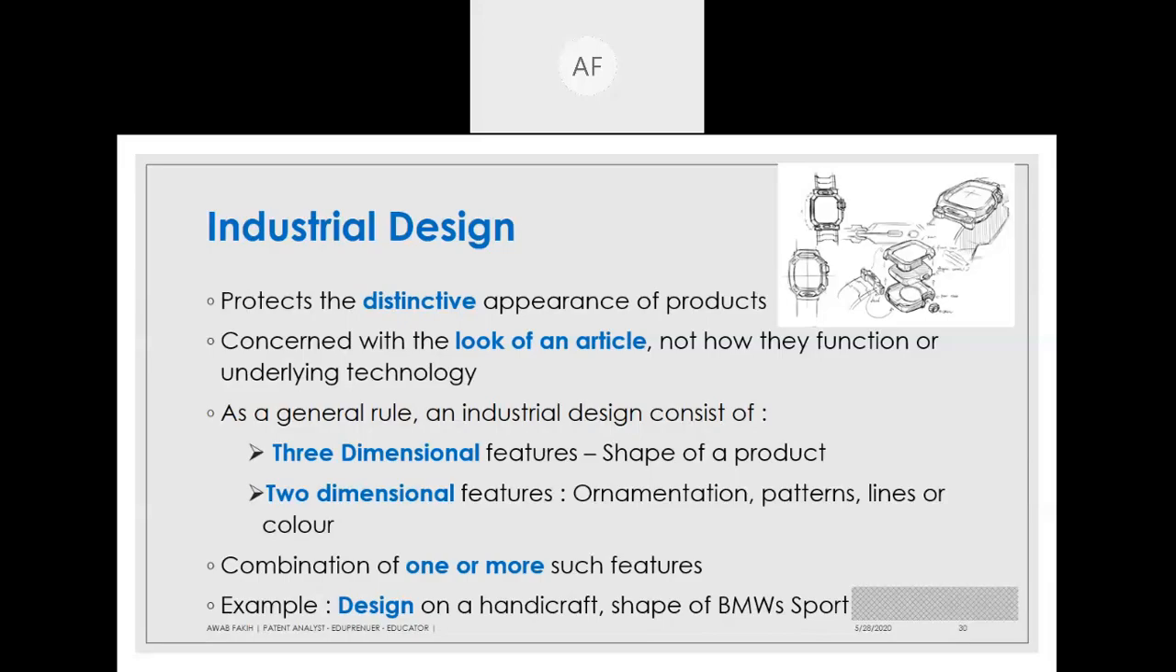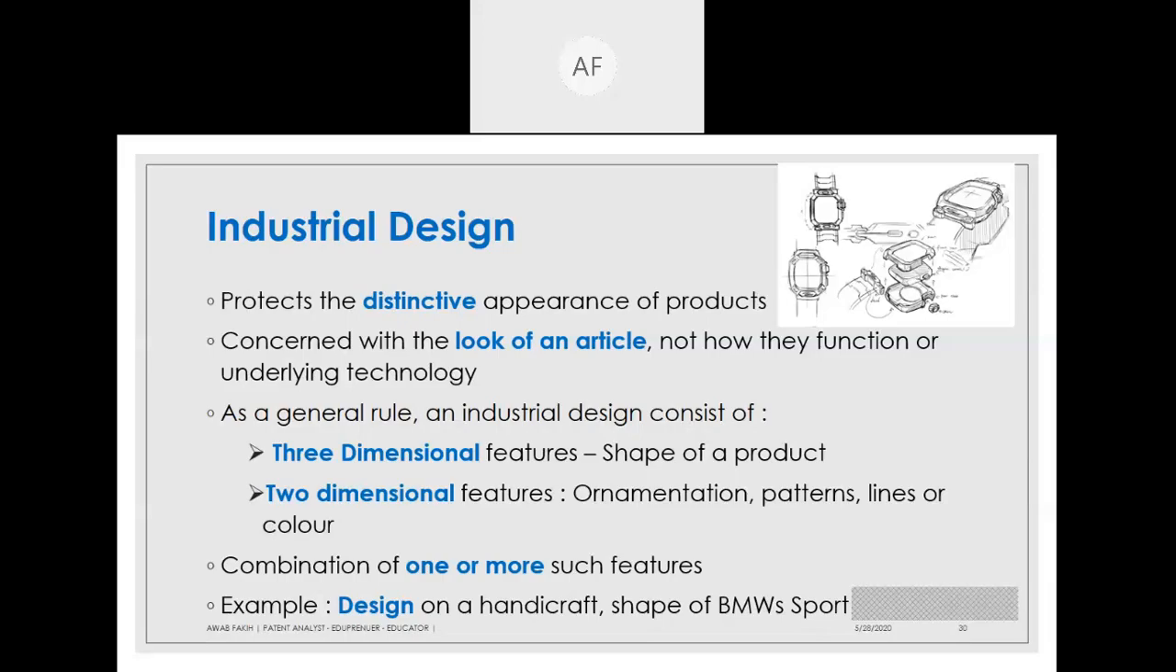So the next IPR is industrial design. Let's start with that. It protects the distinctive appearance of a product. This is a very, very important and golden statement for industrial design: the right is only concerned with the look of an article, not with how it functions. So industrial design is all about the look of an article, not how it functions.